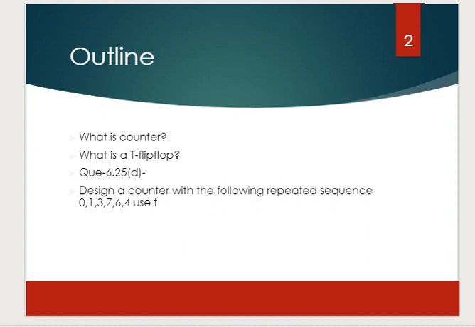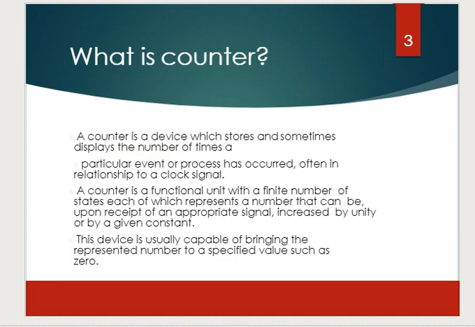Let us begin with the counter. First of all, what is a counter? I have listed the basic definitions here, so I'm just going to read that definition. A counter is a device which stores and sometimes displays the number of times a particular event or process has occurred, often in relationship to a clock signal. So this was the basic definition of the counter. I have listed two other definitions also. I think we are done with counters, and now let us discuss the types of counters.